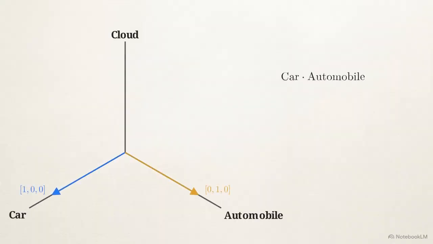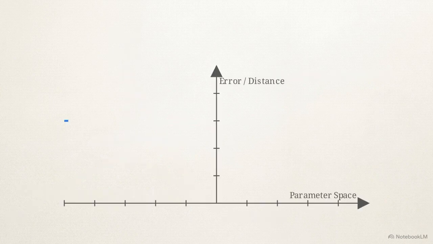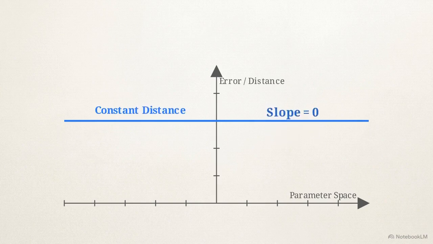This grid plots the one-hot vectors for car and automobile. When we calculate their dot product, the result is exactly 0. Because the dot product is 0, these vectors sit at perfect 90-degree angles to each other. Geometrically, the distance between any two distinct words is always a constant, making a car mathematically as distant from an automobile as it is from a cloud.